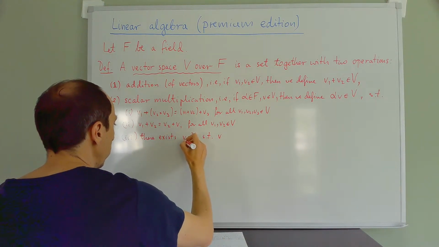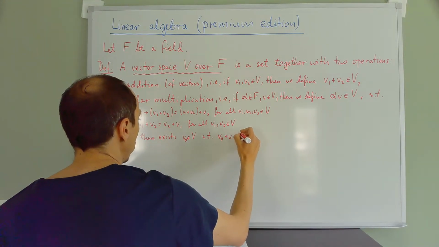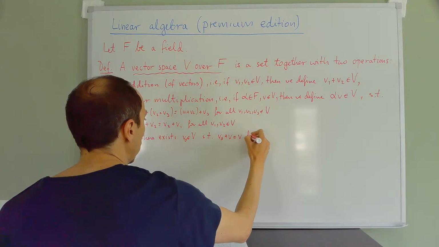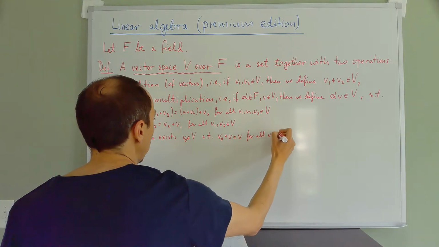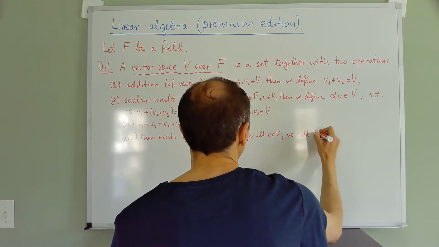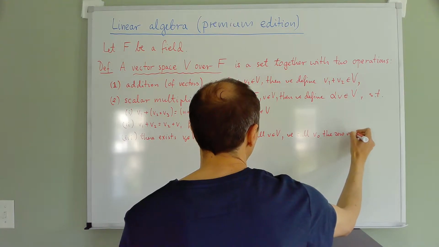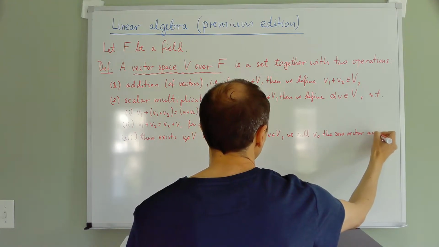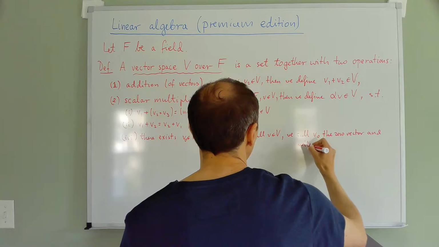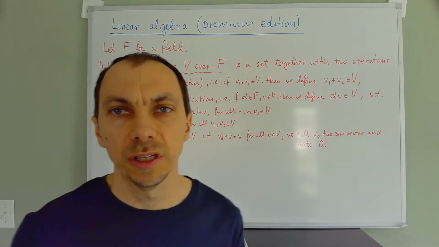Okay, and just call this V0, such that V0 plus V is equal to V for all V in V. We call V0 the zero vector and write simply 0. Now some people would put an arrow on top of it.